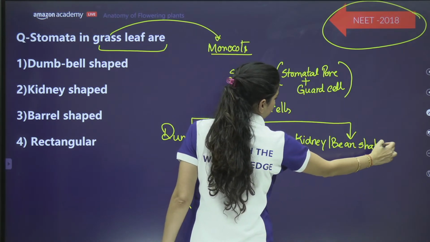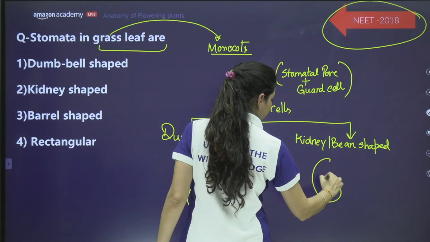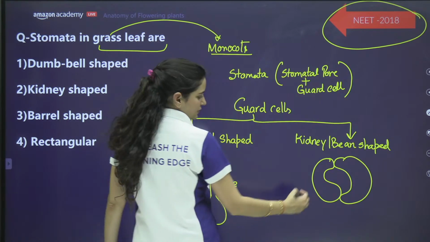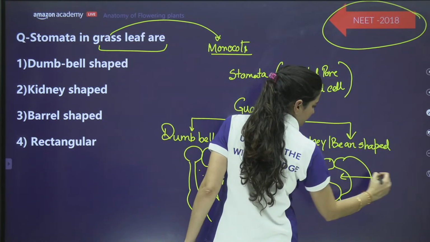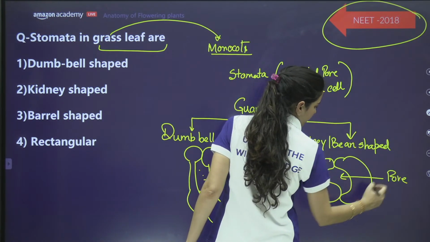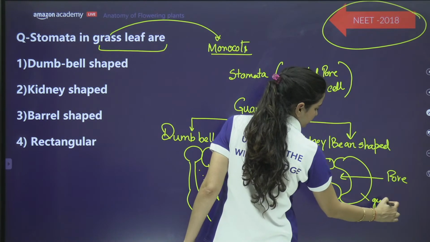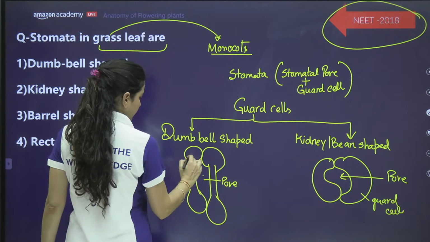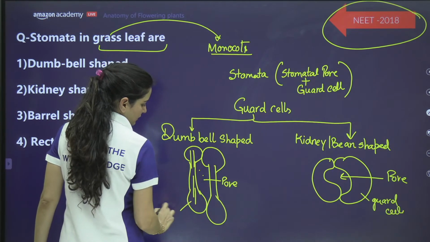Bean shape होती है like this. ऐसा. So again, this is the pore. Center में pore है. This is the guards. And this is the guards.